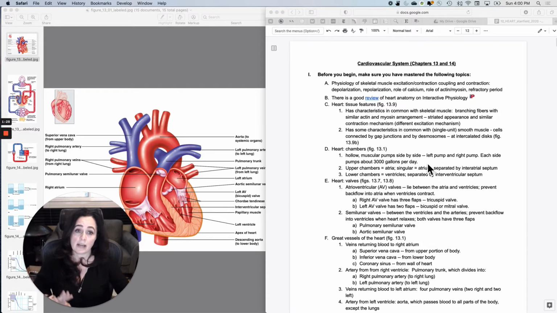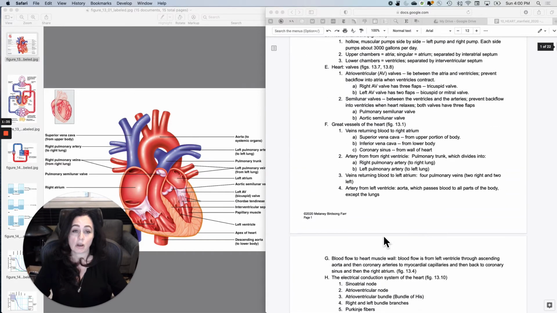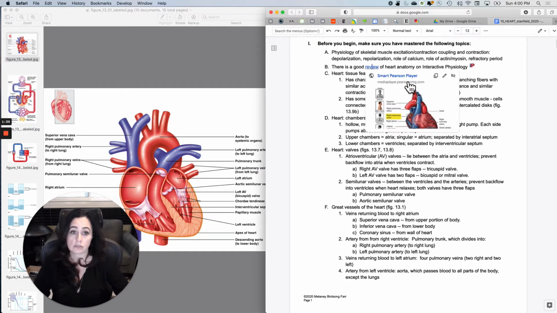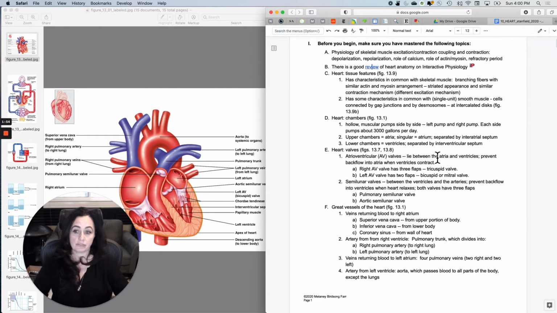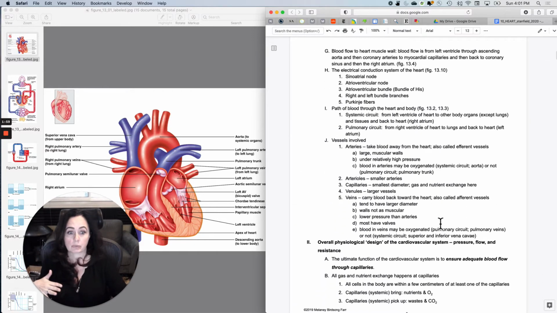So to that end, there is a relatively long before you begin section here, almost 2 pages long, with figure references. Also in interactive physiology, there's a really good review of the anatomy of the heart. It's almost 6 minutes long. It's a good review. Make sure that you feel confident on that stuff before you move on to the phys, because the phys depends on the anatomy. I mean, it always does, but with cardiovascular system, it really does.